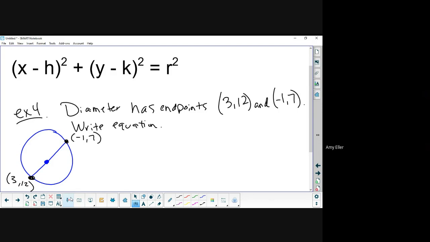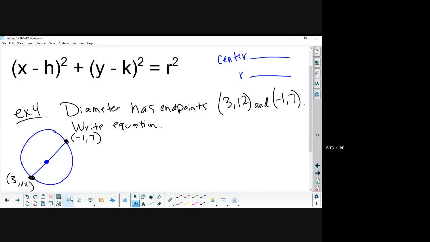Okay, let's think about what we need to write an equation. We need h and k, or the center. I have to have h and k to plug it in. What else do I have to write an equation? R. So I need to find that information. Once I find that, I'm like 10 seconds away from my answer.